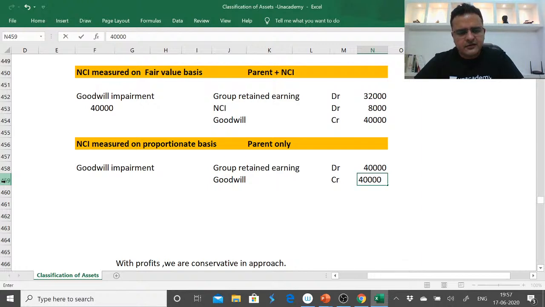So is the reason the valuation of NCI has a lot to do with the valuation of goodwill, because it has a direct relationship with the impairment later on, that if goodwill is impaired, how we are going to charge that impairment loss in future.